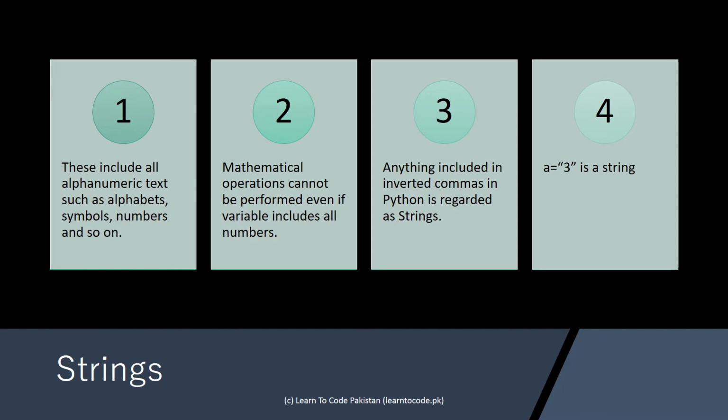In strings, we are dealing with all alphanumeric text, which not only includes numbers but also alphabets, symbols, and whatnot. You cannot perform mathematical operations on them without converting them to integers or floats. This we will learn later on. Strings are everything under inverted commas in Python.